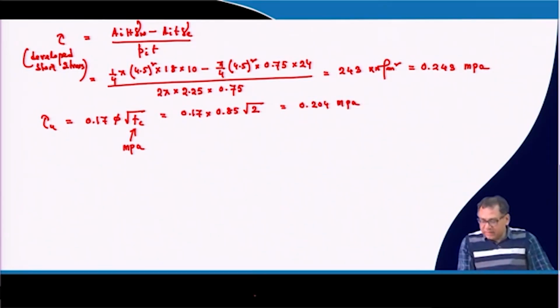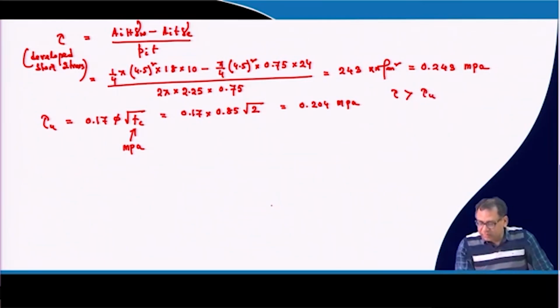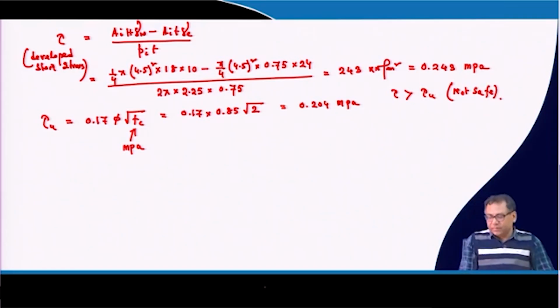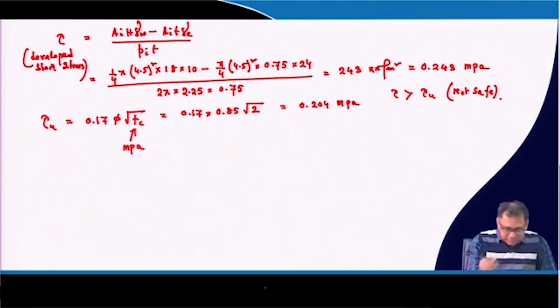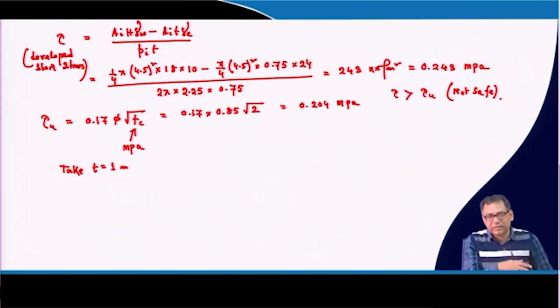So, that means you can see that tau is greater than tau u. So, it is not safe, because the shear stress which is developed is greater than the permissible shear stress. Okay, so now we have to go for the next trial. In the next trial we are taking T equal to 1 meter. We are increasing that, because other conditions are safe, only we have to make it safe against this shear.